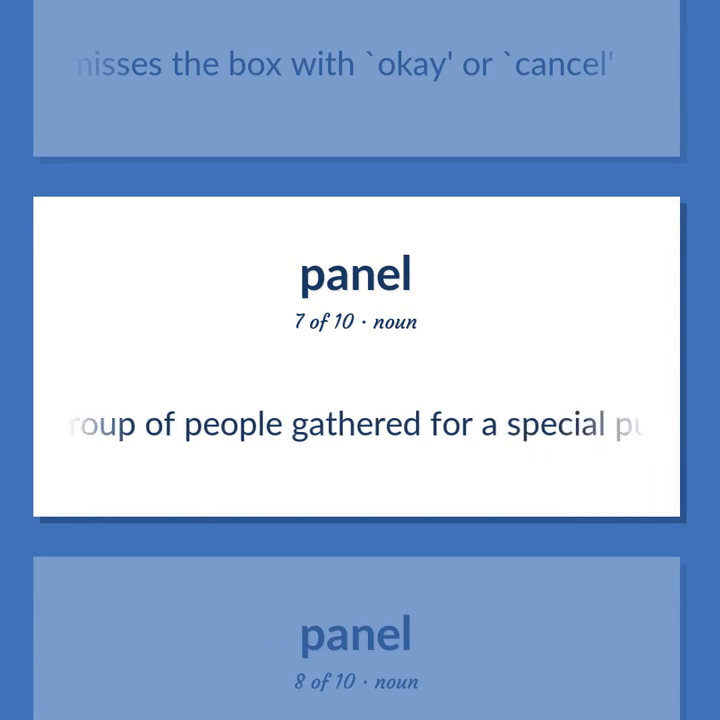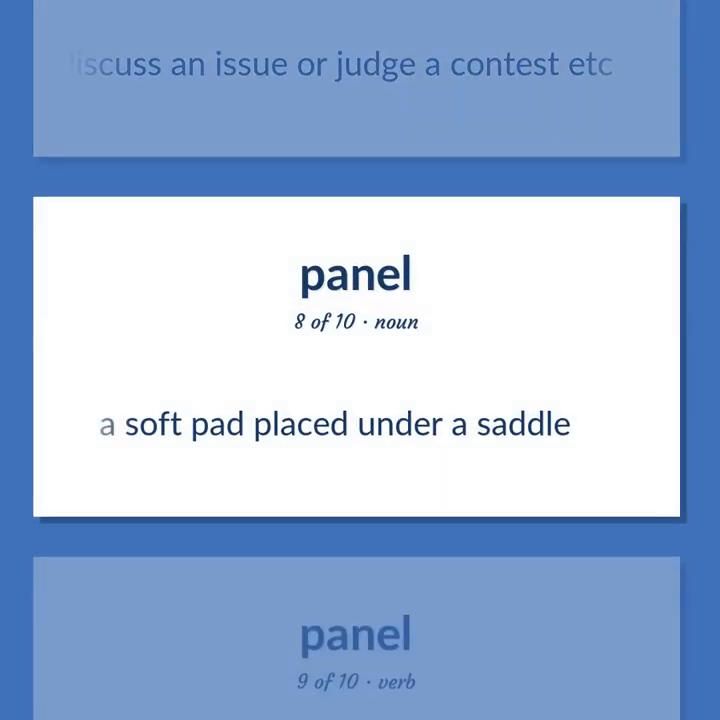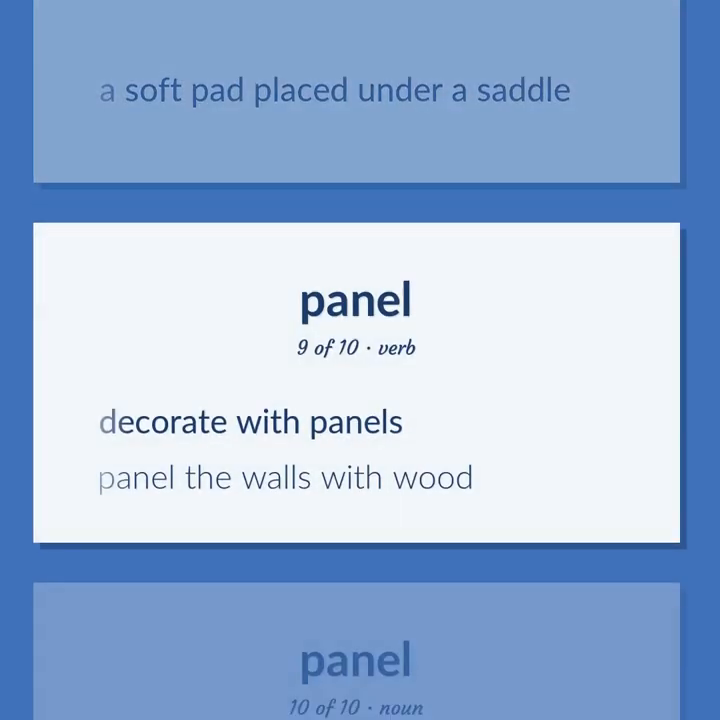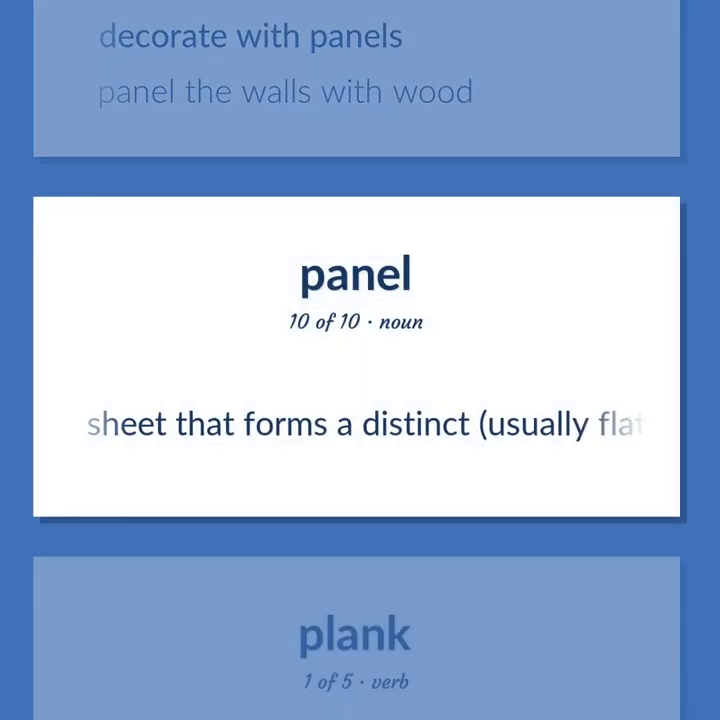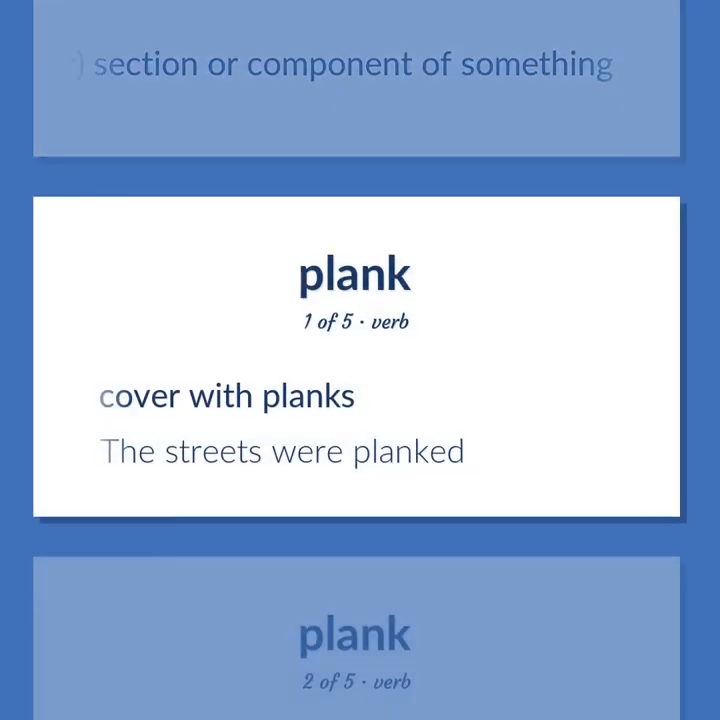A group of people gathered for a special purpose, as to plan or discuss an issue or judge a contest, etc. A soft pad placed under a saddle. Decorate with panels. Panel the walls with wood. Sheet that forms a distinct, usually flat and rectangular, section or component of something. Cover with planks. The streets were planked.